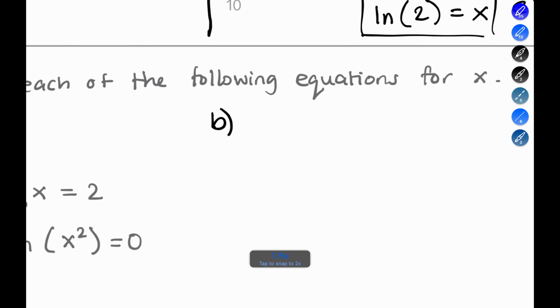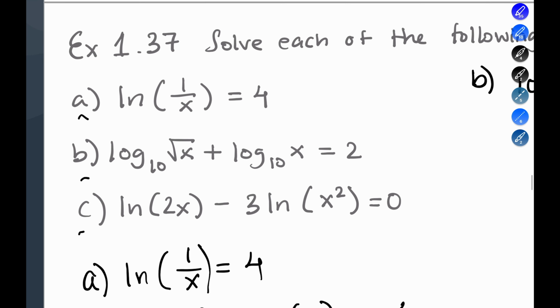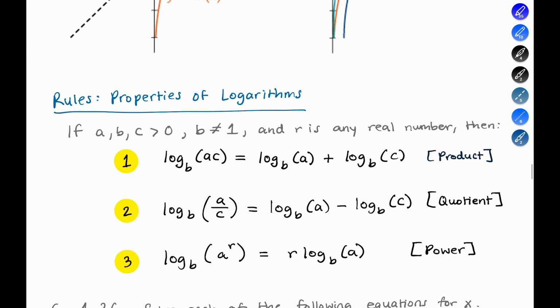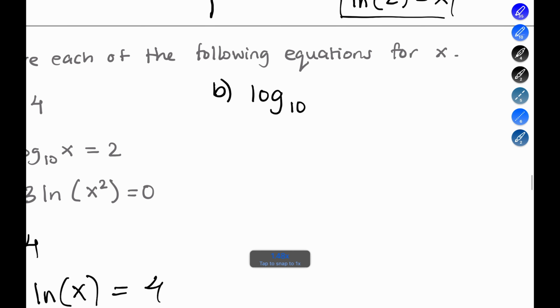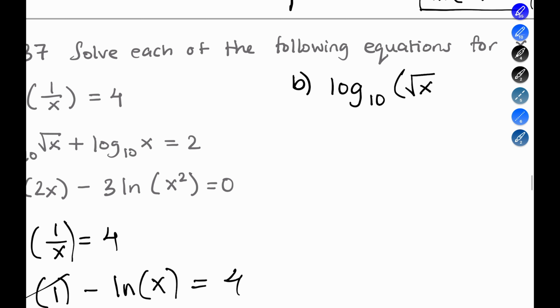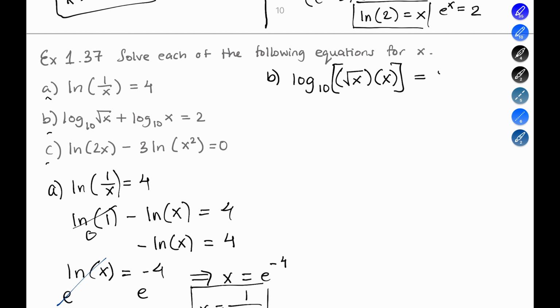So we have log base 10 of, and using one of our properties, which is the first property, we could combine them together, and they will be multiplying each other inside of the parentheses. So going back, it will be the square root of x times x. This is all in brackets, and that's all equal to 2.